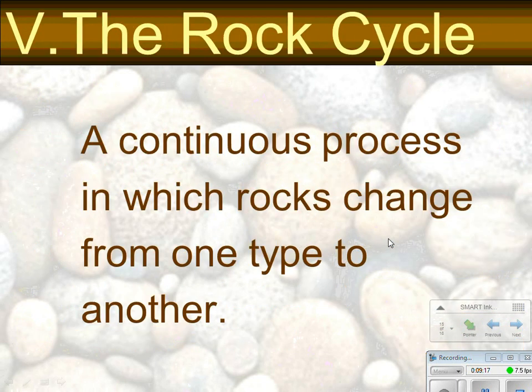The rock cycle is a continuous process in which rocks change from one type to another. The big thing here is it is a cycle. It occurs over and over and over again, over thousands and thousands of years. It never stops, and it doesn't really ever start. It just kind of is, and it goes and it goes and it goes.